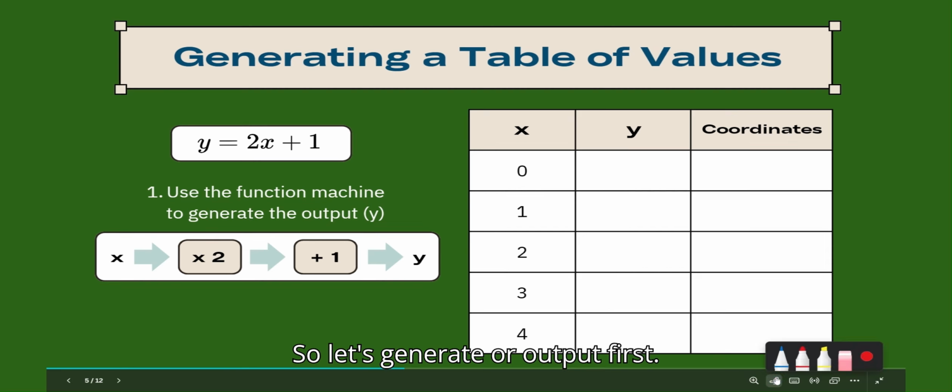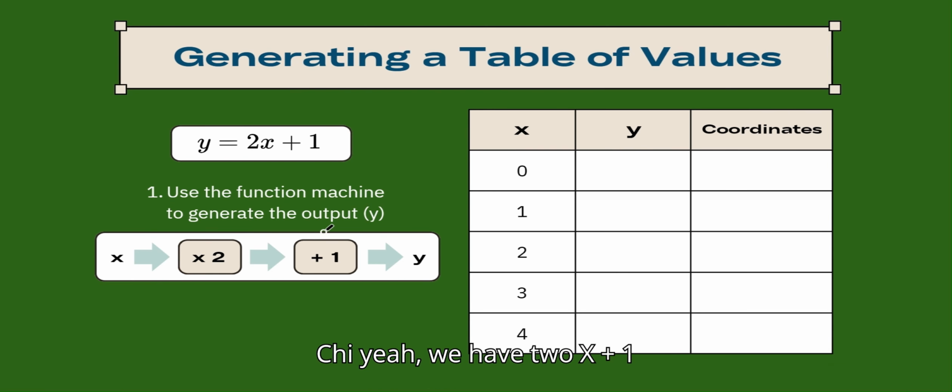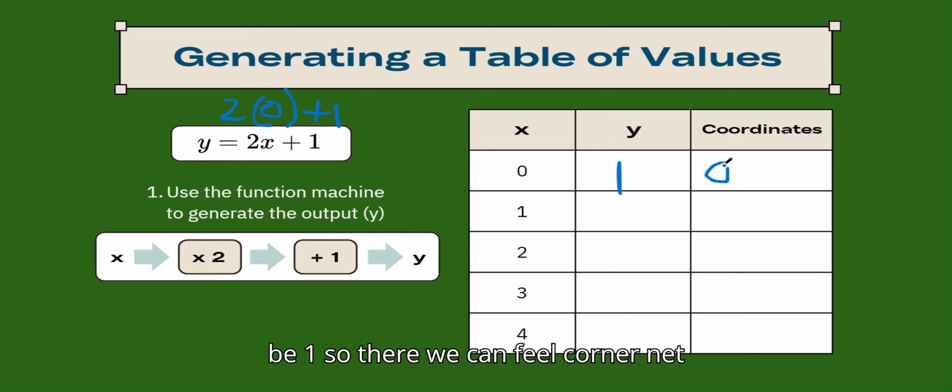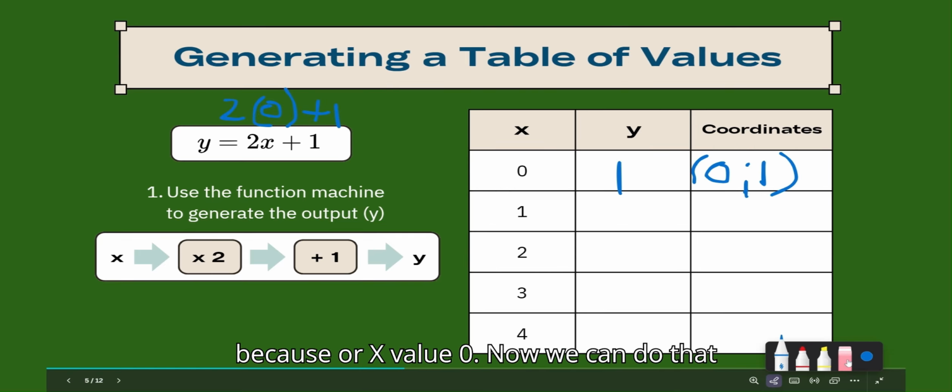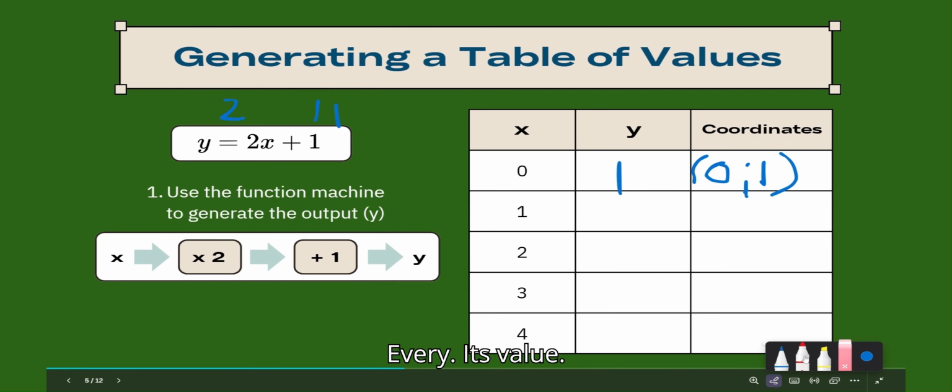So let's generate our output first. Okay, here we have 2x plus 1. If we substitute 0 into it, 2 times 0 plus 1, anything times 0 will be 0, plus 1 it will be 1. So there we can see our coordinate will be 0 and 1. That will be our y-intercept because our x value is 0. Now we can do that for every x value.